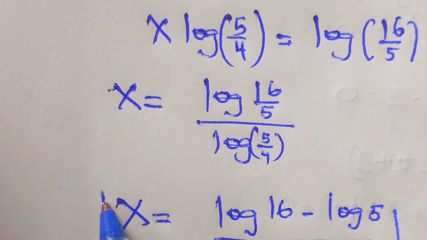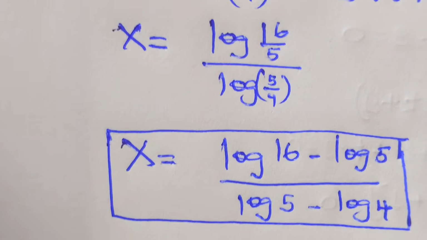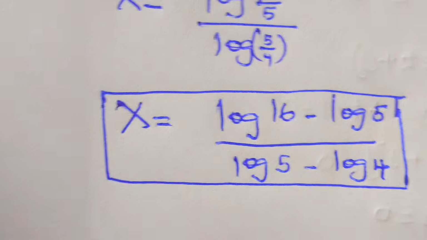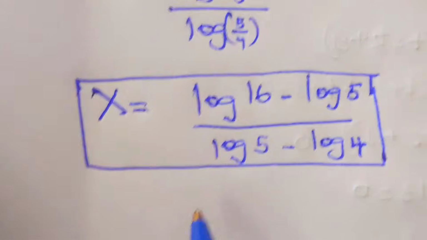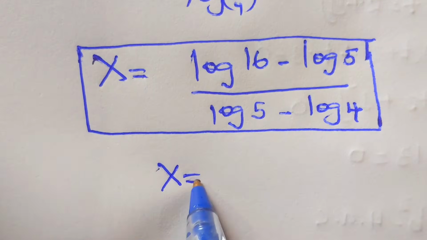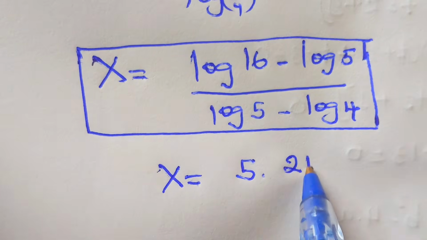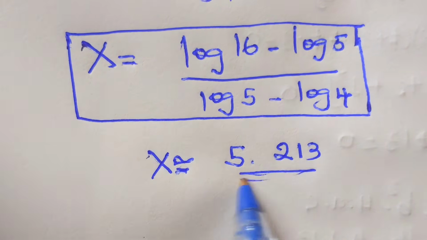And this is our solution right here. Of course, you can check whatever you want to check, but this is our solution. So x is approximately equal to 5.213. This is the approximation that we have right here.